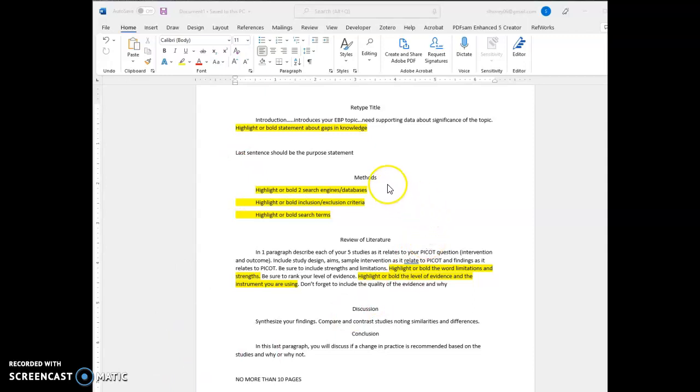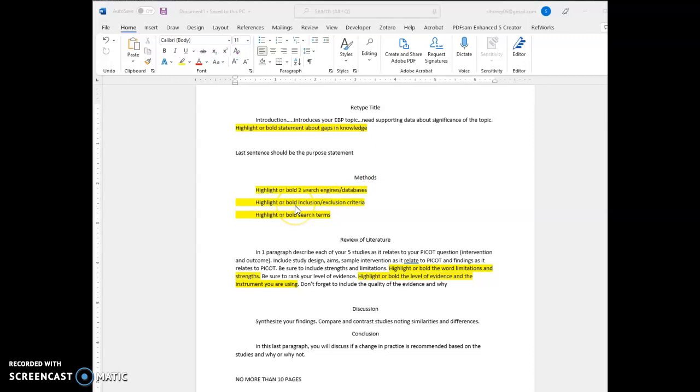The next part of your paper is the methods section. So I do want you to enter the term methods. This will be considered a level 1 heading, and you need to review your APA manual on how to correctly type a level 1 heading. In this section, your Prisma flow sheet becomes very useful because you're going to talk about how you search the literature. My preference is that you highlight or bold the 2 search engines or databases you used in your search.